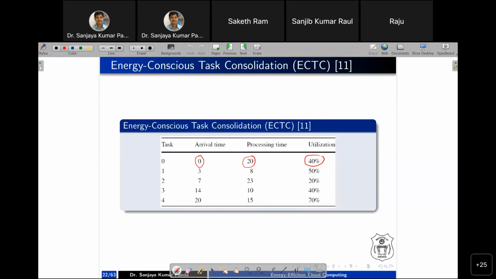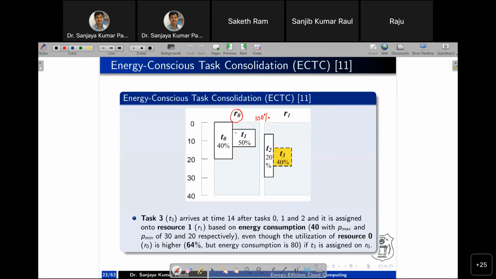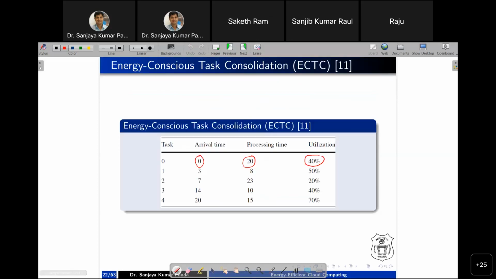Now coming to T1, what is T1 asking? T1 is asking 3 to 8. 3 to 8 means 3 plus 8, that is 11. It will start at 3, end at 11, and utilization is 50%. Yes, we can assign it because 40 plus 50 does not exceed 100%. So it will start at 3, and it will complete by 11, 8 units of time. Now let's say T2 is coming.